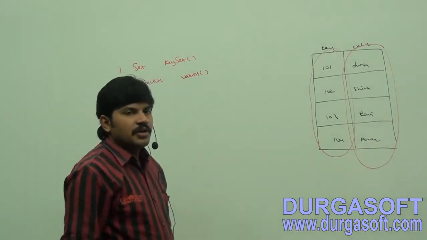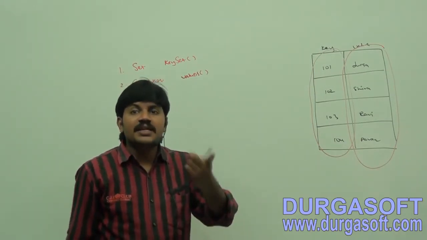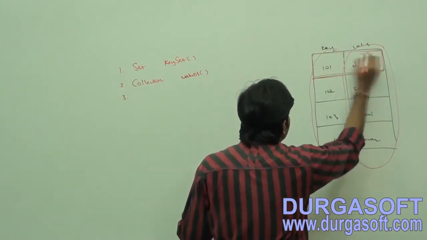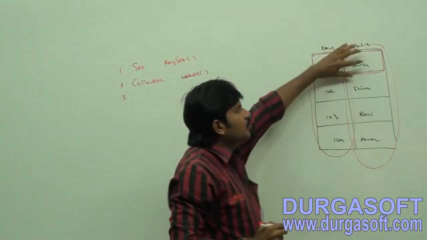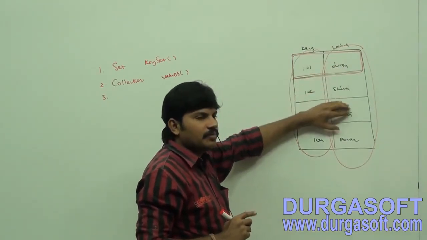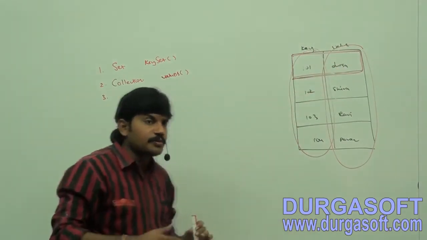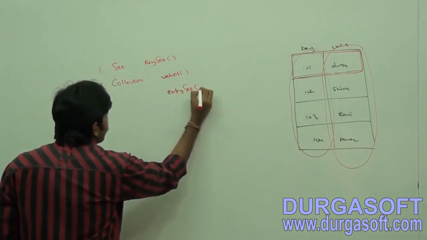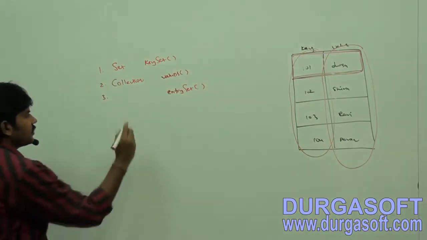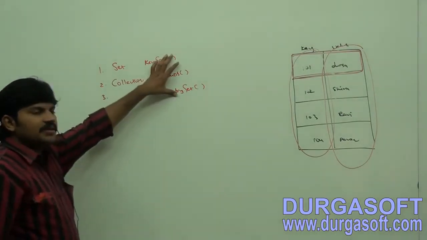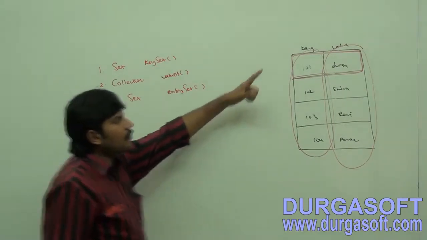Next, sir, can you please give the set of entry objects? Each key value pair is called what? One entry. This total is one entry object: first entry object, second entry object, third entry object. Can you please give entry objects? Then we should go for entrySet. Set of entries.